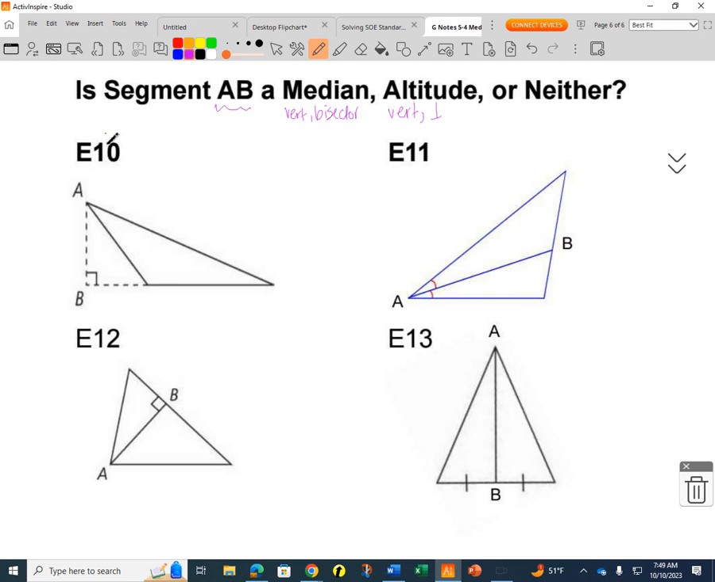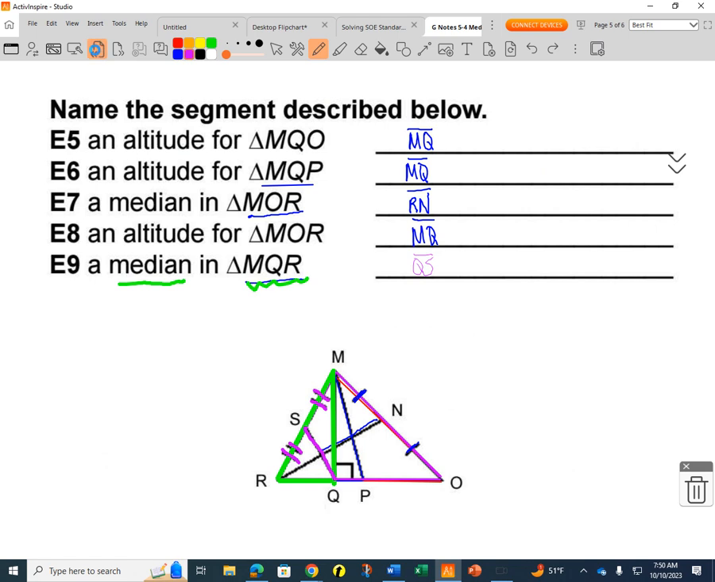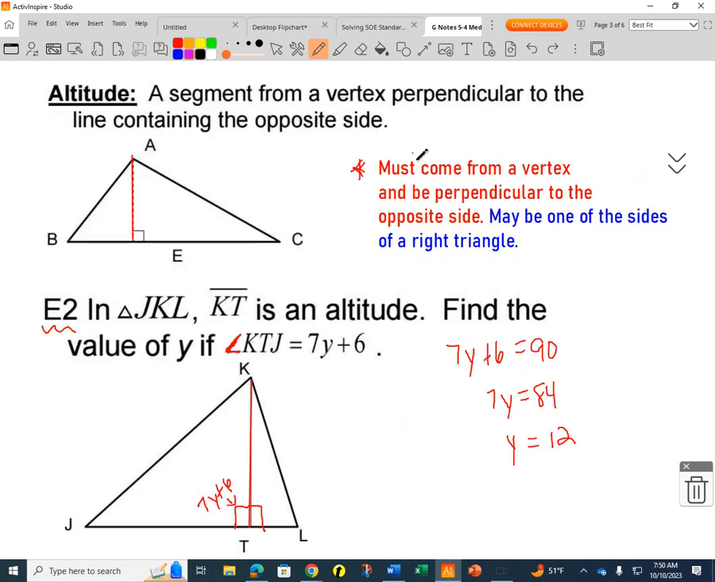The thing is, an altitude can be on the outside of a triangle, so that's kind of tricky. So AB is an altitude. It goes from a vertex in the triangle, and it goes to the opposite side. It's perpendicular, rather, to the opposite side. So this is an altitude. So that's the tricky thing. It can be on the outside of the triangle. Let's go back and add that in your notes. And it can be outside the triangle.